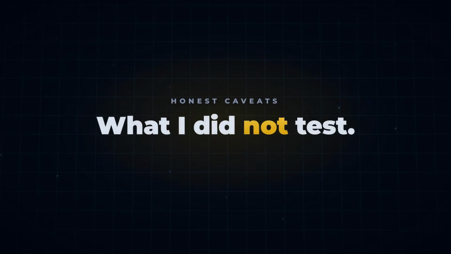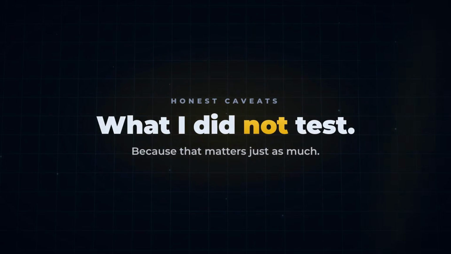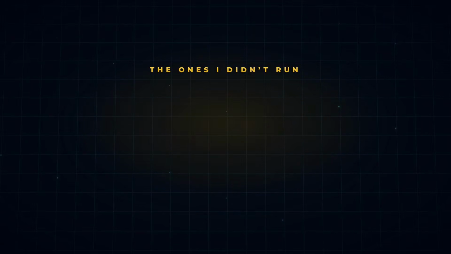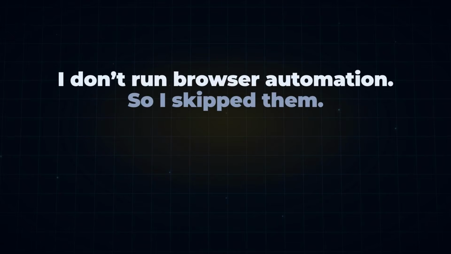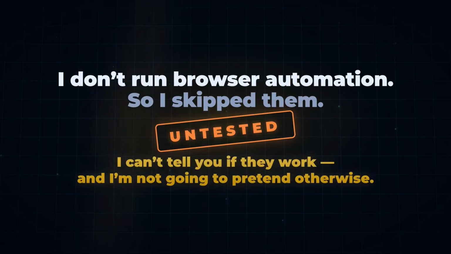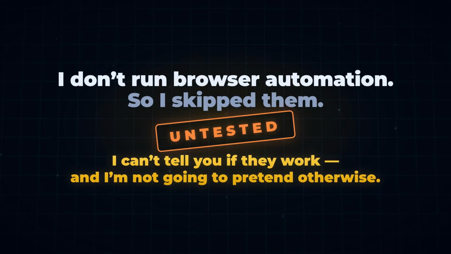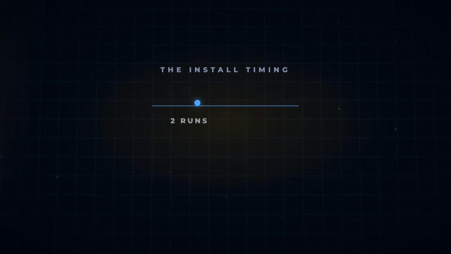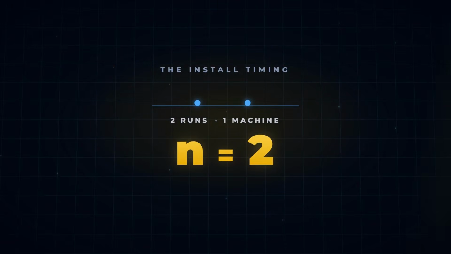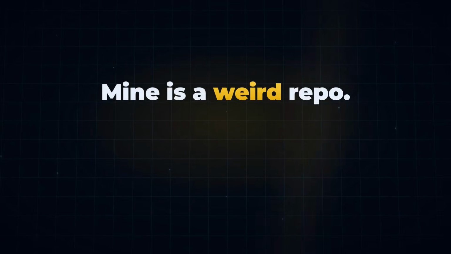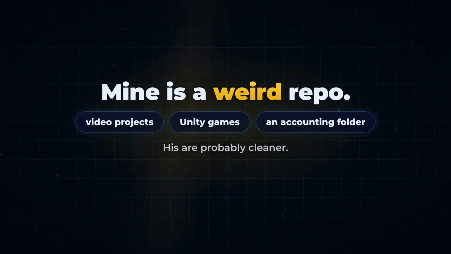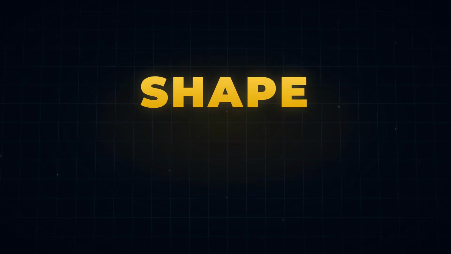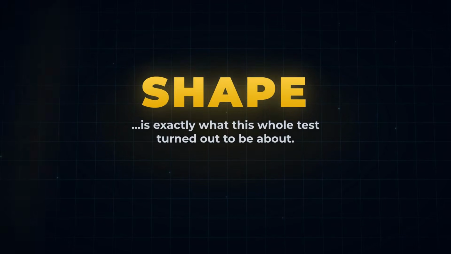So let me tell you what I didn't test, because that matters just as much. I didn't test the browser tools. There's a whole set of them that drive a real browser to test your site. I don't run browser automation, so I skip them. I can't tell you if they work, and I'm not going to pretend otherwise. The install timing is 2 runs on one machine. That's not a benchmark. That's 2 data points. And I measured 1 repo. Garry measured 40. Mine is a weird repo, video projects, Unity games, an accounting folder. His are probably cleaner, different shape entirely. And that shape is exactly what this whole test turned out to be about.